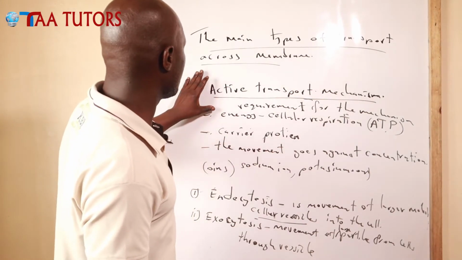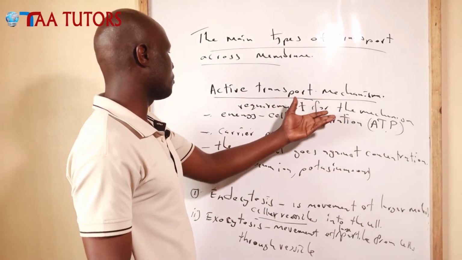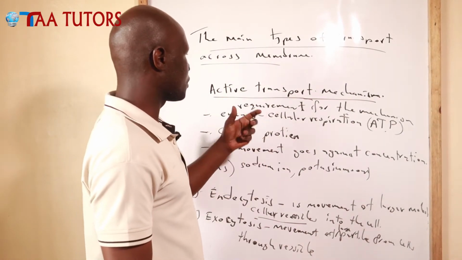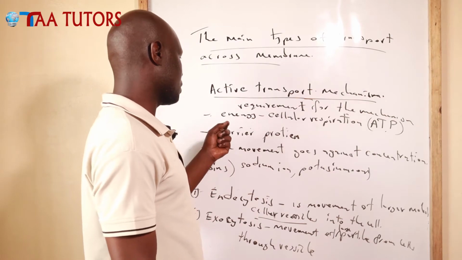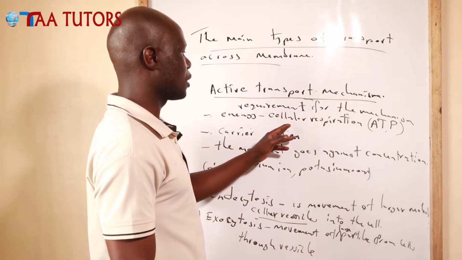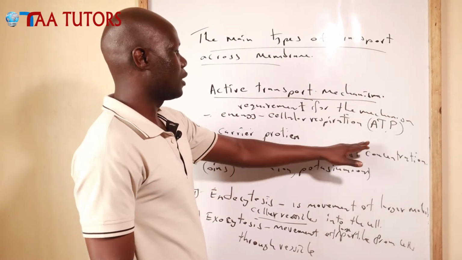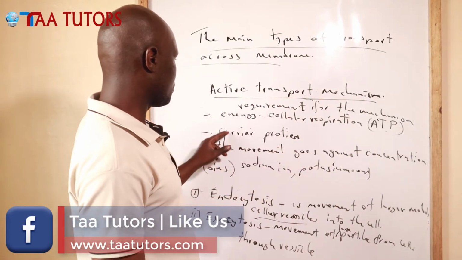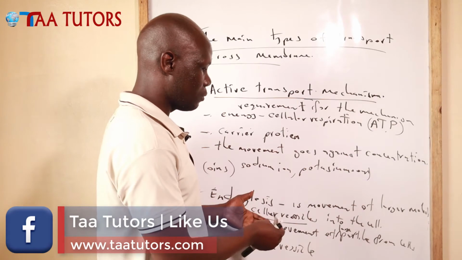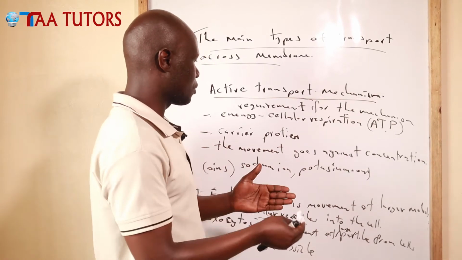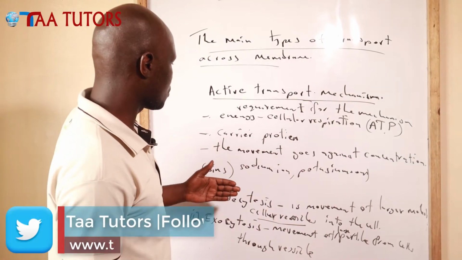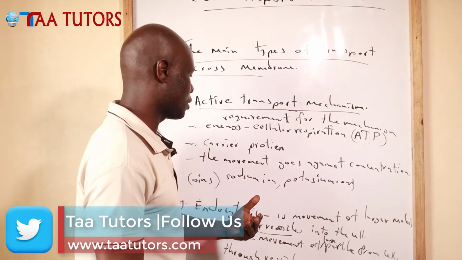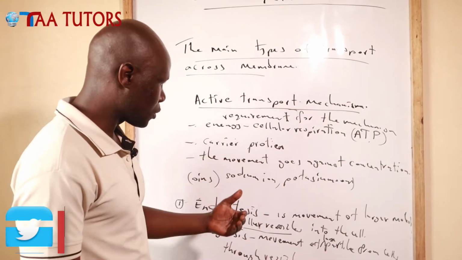And then we also went to active transport, where these processes involve the movement of particles, but with the need for cellular respiration. So there is energy, and the main form of energy in the cell is ATP. We talked about the involvement of carriers that bind with the particle to be passed across the membrane. And then we also talked about how this movement goes against the concentration gradient.